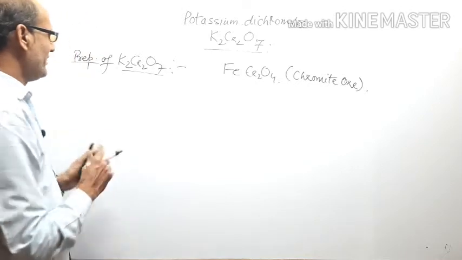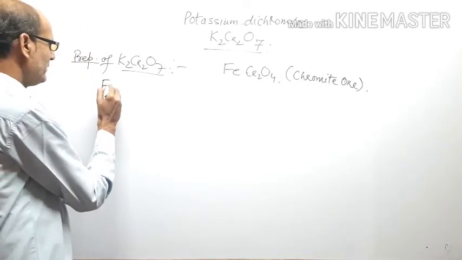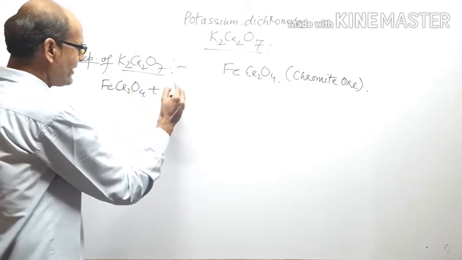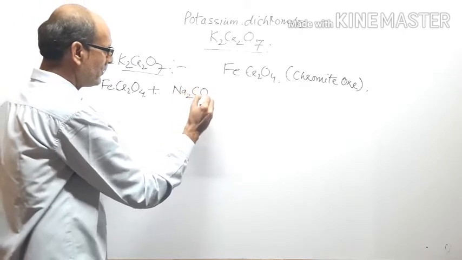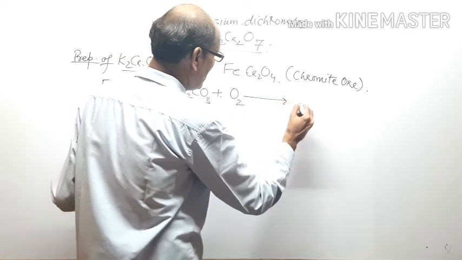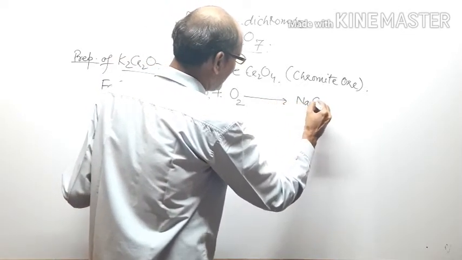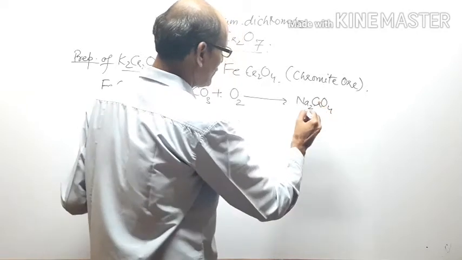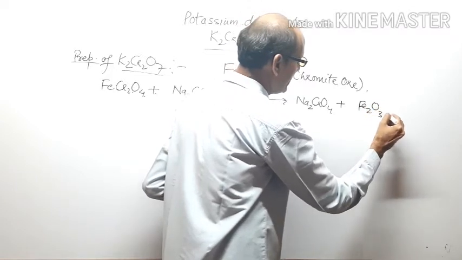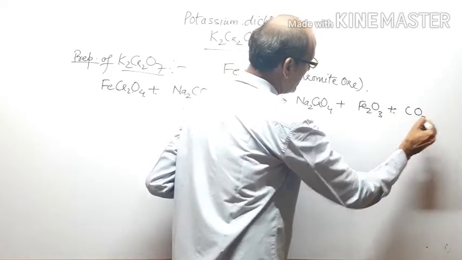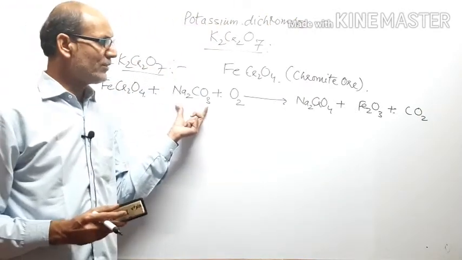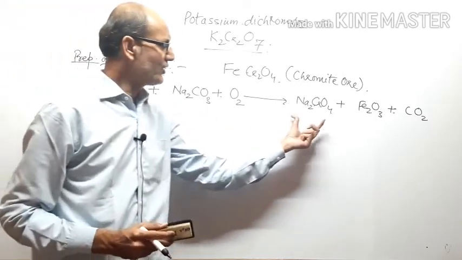What will be the reaction? See here, FeCr2O4 plus Na2CO3 plus O2, it gives Na2CrO4, this is sodium chromate, plus Fe2O3 plus CO2. This is the first reaction. When chromite ore is heated with sodium carbonate, we get sodium chromate.